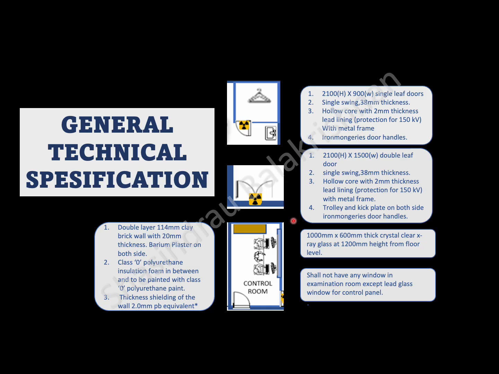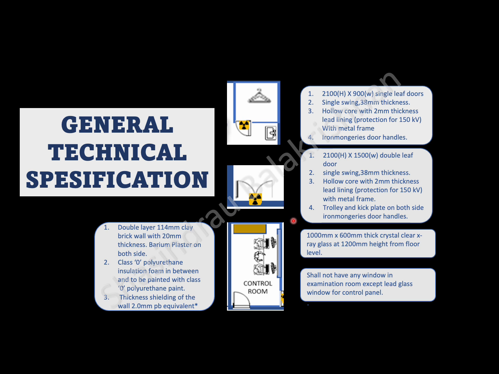The construction of imaging rooms, especially those dealing with radiation, requires specific materials and shielding to ensure safety and compliance. The walls are constructed using a double layer of 114 mm clay bricks finished with 20 mm barium plaster on both sides, offering effective radiation protection. For thermal insulation and fire safety, Class O polyurethane foam is used between wall layers and finished with Class O polyurethane paint. The walls are designed to provide a 2.0 mm lead PB equivalent shielding suitable for typical radiographic energies.